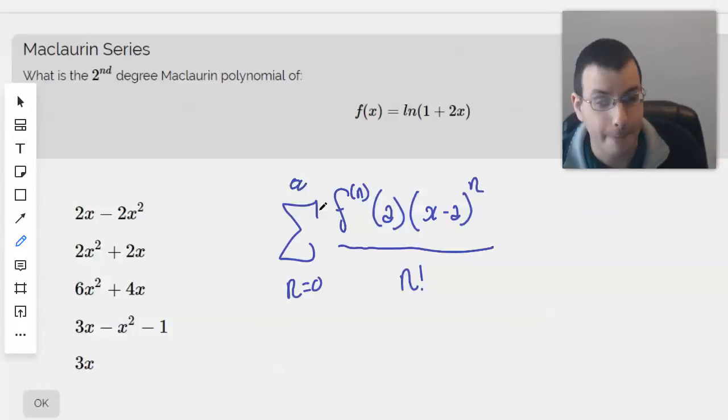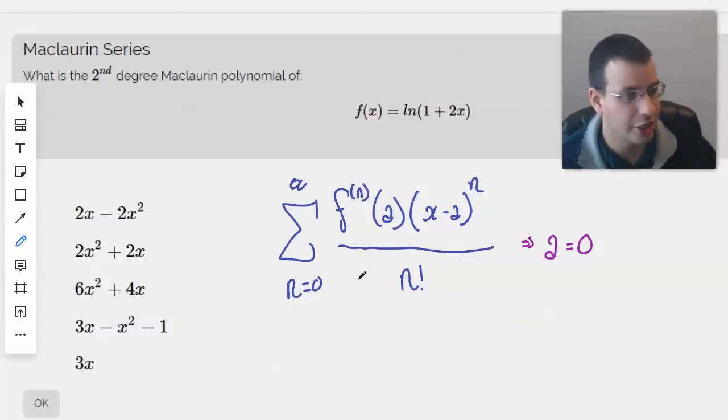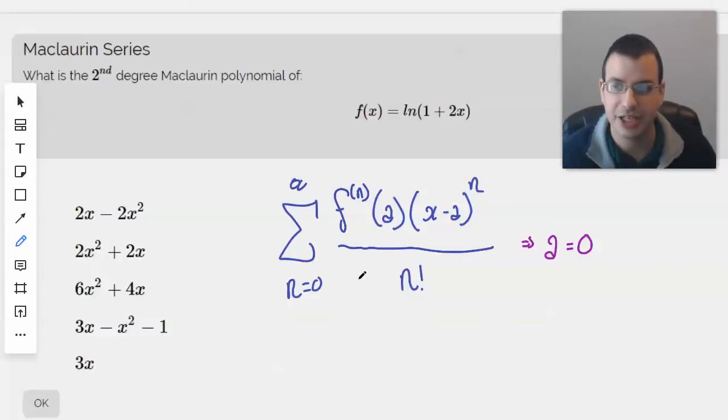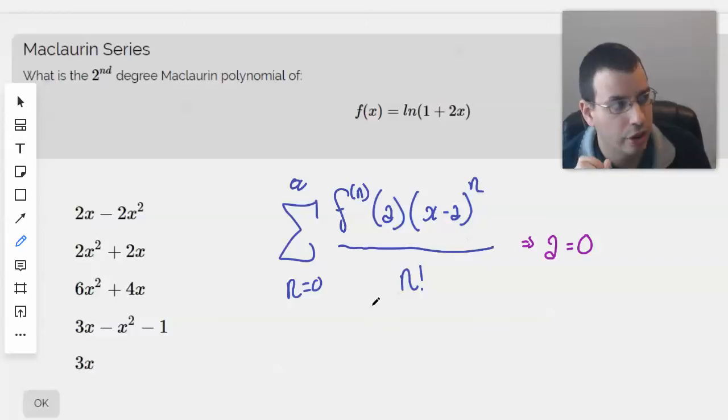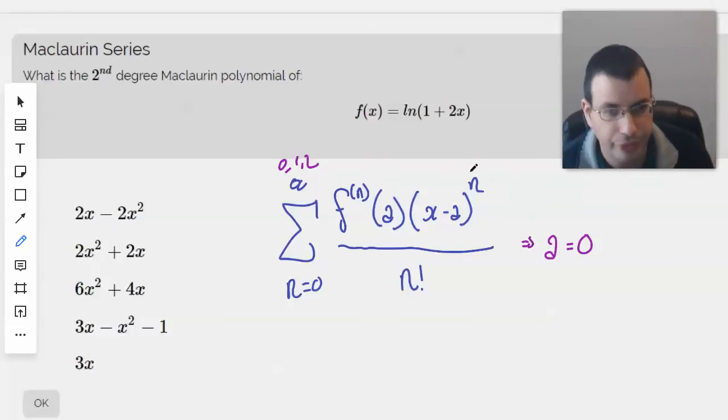Okay, so this is the formula for a Taylor series, and a Maclaurin series implies that A equals 0, which is the most common kind of Taylor series you want. And second degree means that N will equal, so for this it'll be 0, 1, 2.